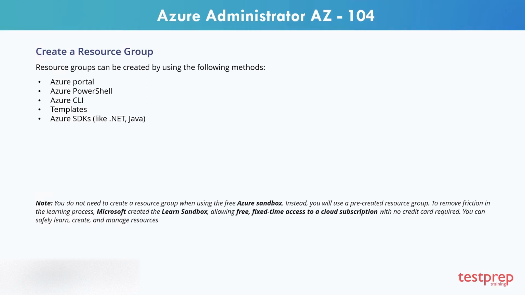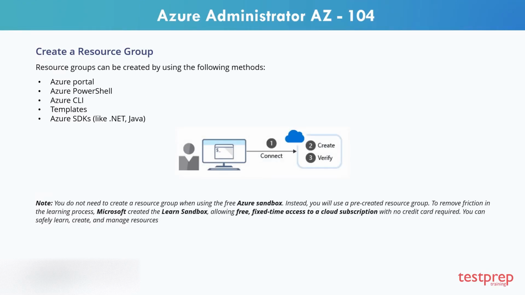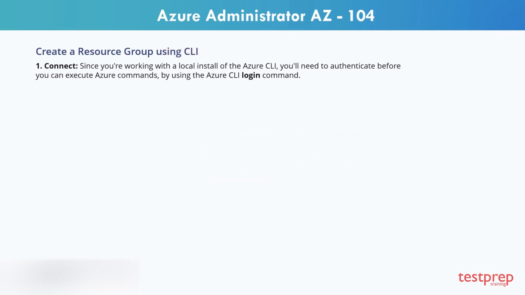When creating a new Azure resource, there are typically 3 steps. 1. Connect to your Azure subscription. 2. Create the resource. 3. Verify that creation was successful. Let's see how to create a resource group using CLI.